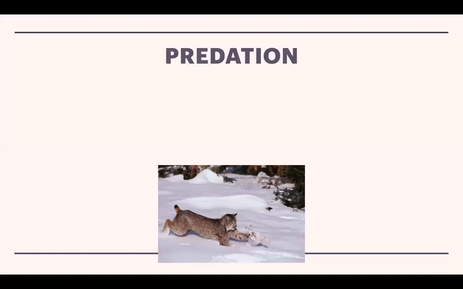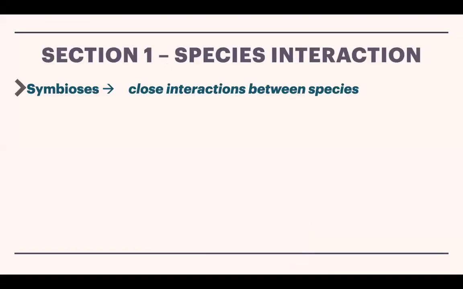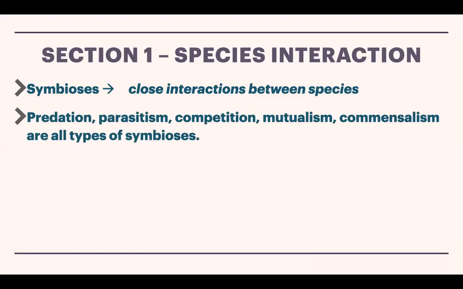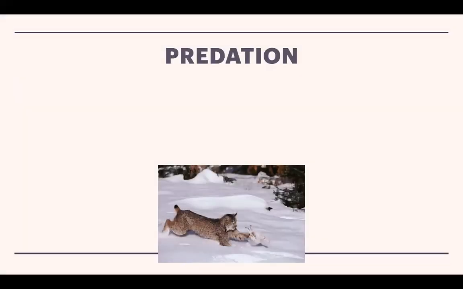So these videos are going to go over what are called symbioses. Symbioses is plural for symbiosis, and it just means a close interaction between species. I'm going to be talking about 5 of them in 5 separate videos: predation, parasitism, competition, mutualism, and commensalism. This video is on predation.